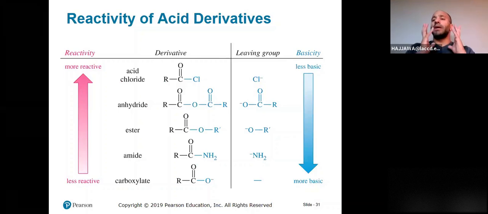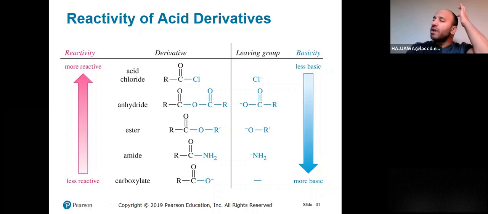This summarizes the reactivity. And it's very important to recognize that acid chloride has a halide, that's a chloride. Anhydride has the carboxylate. Ester has the alkoxy. Amide has the amino. Carboxylate has the negatively charged oxygen. What's the definition of a good leaving group? A good leaving group usually requires a couple things.